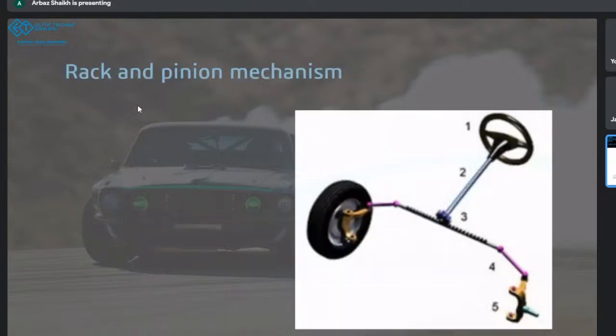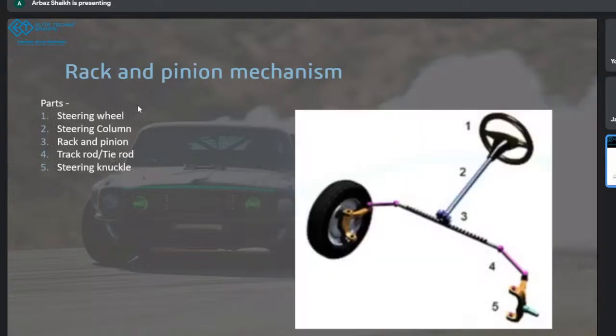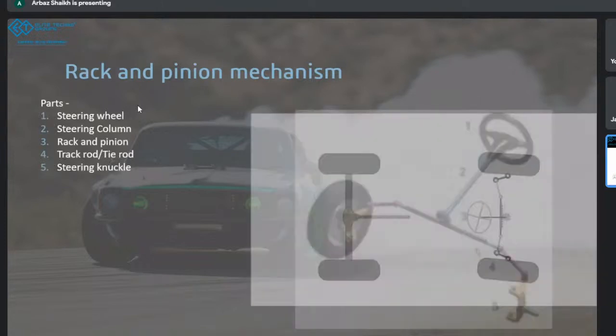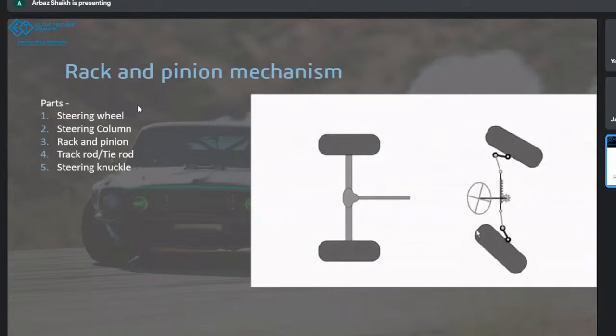Then we saw the rack and pinion mechanism. This is something we'll be going through once again today, because we'll be doing calculations for the rack and pinion mechanism. It had 5 parts: number one, the steering wheel; number two, the steering column; then the pinion, which was meshed with the rack. The rack was connected to the tie rod, which was the pink lines you see, and the golden part was the steering knuckle. This is how the working was, in a short animation.